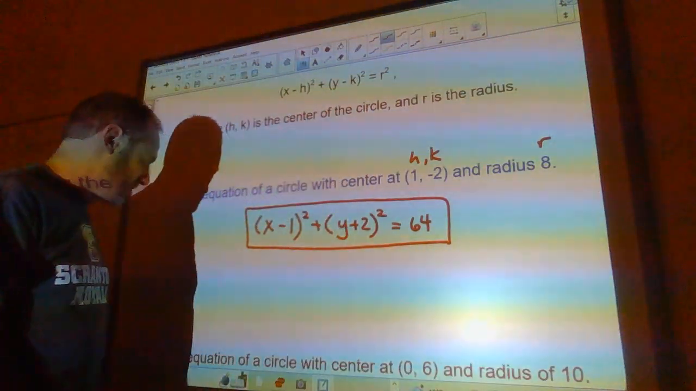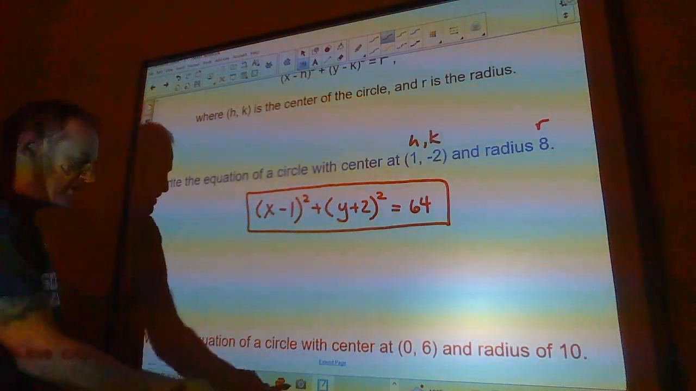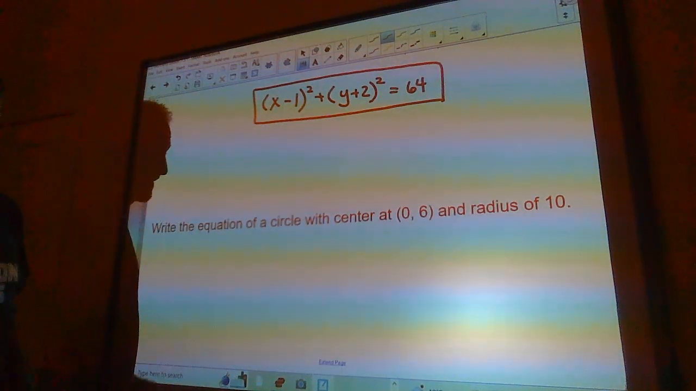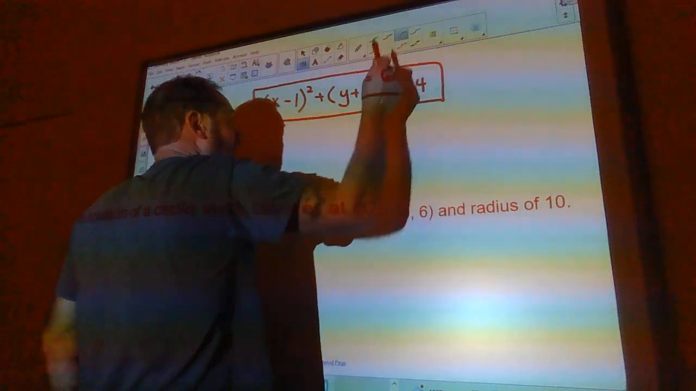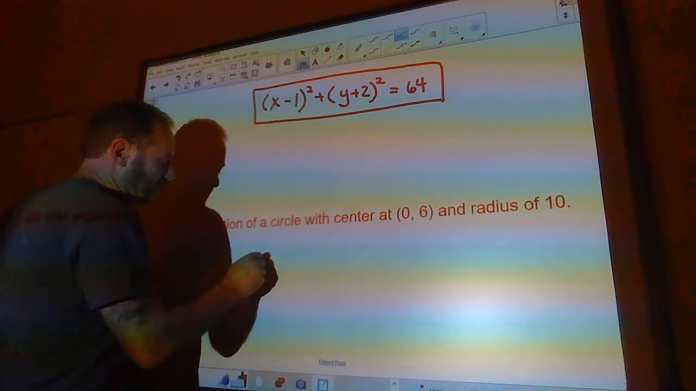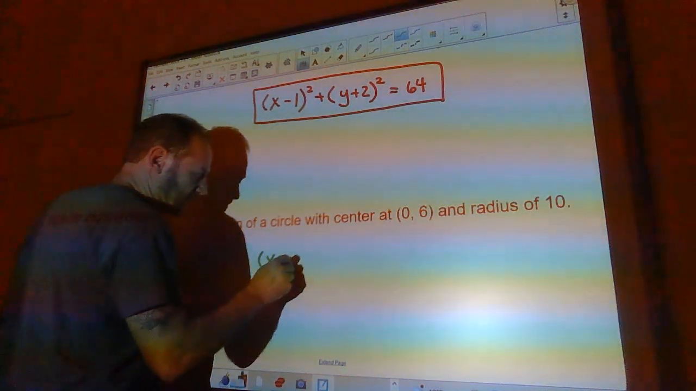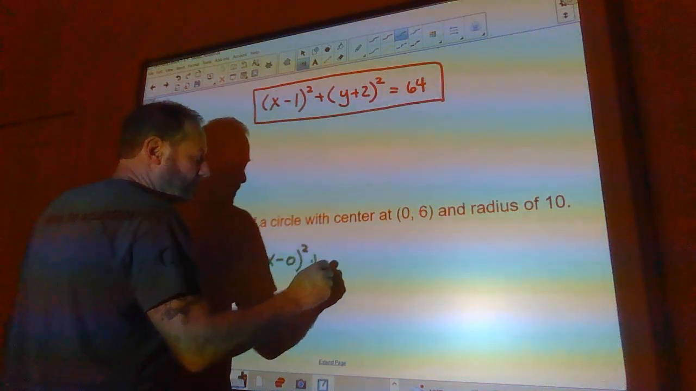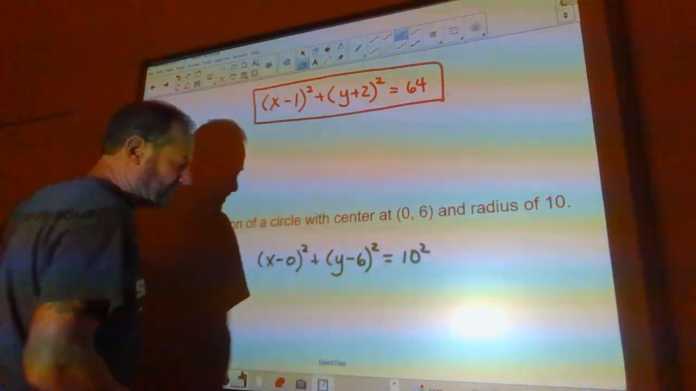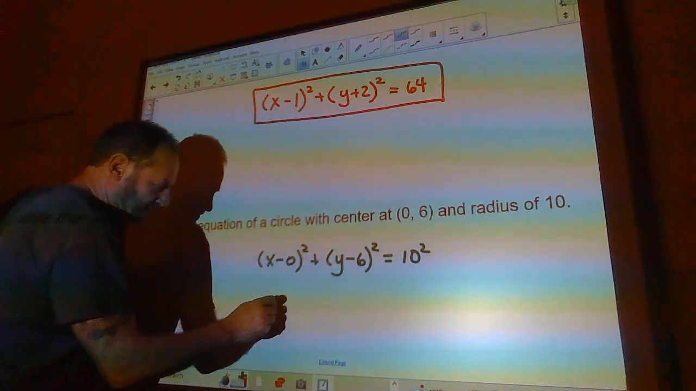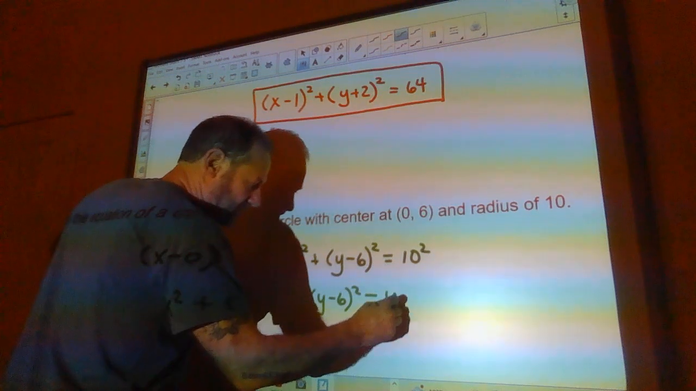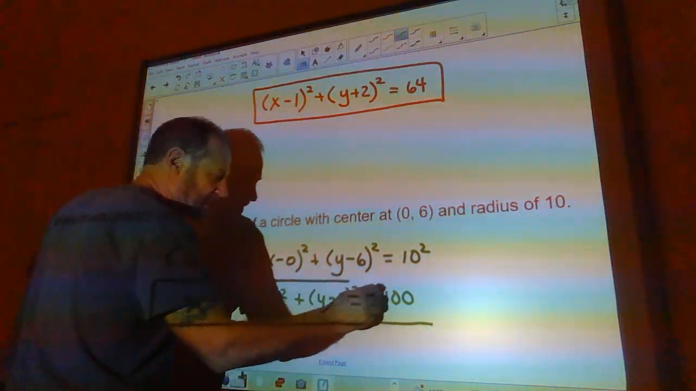All right, what else we got under here? Okay, you get to write the equation of a circle with a center at 0, 6, and a radius of 10. So why don't you take a second and do that, and then compare your answer to mine. Okay, so we're going to get out our formula. It's going to be x minus the x coordinate here is 0 squared plus y minus 6 squared equals the radius 10 squared. So now we're just going to clean this up. I don't need x minus 0. I just make it x squared plus y minus 6 squared equals 100. And I'm done with that one.